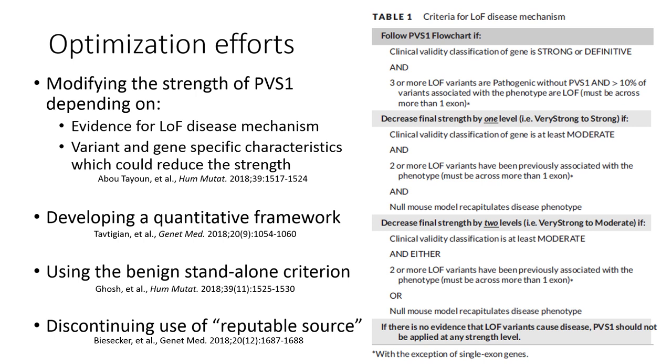Additionally, other recent publications have described the development of a more quantitative variant interpretation framework that is based on the 2015 ACMG AMP framework, discusses in-depth and disease-focused considerations for the use of population allele frequency data as a standalone criterion for a benign classification, and recommends that the reputable source criteria be removed from the framework.